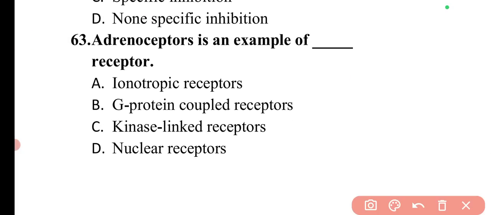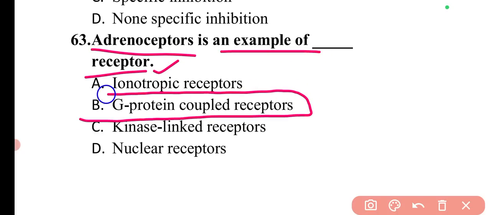Next question is: adrenoreceptors is an example of dash receptor. Adrenoreceptors are the G protein coupled receptor types. So here option B will be the correct answer.